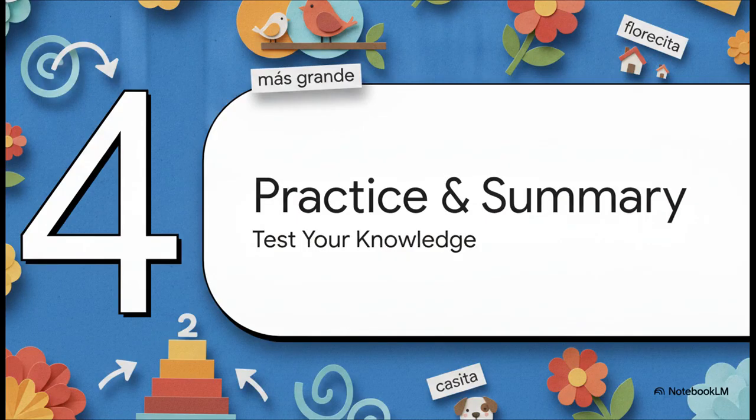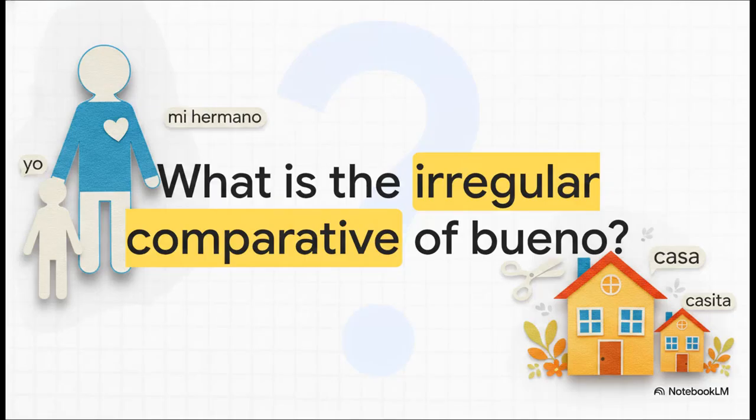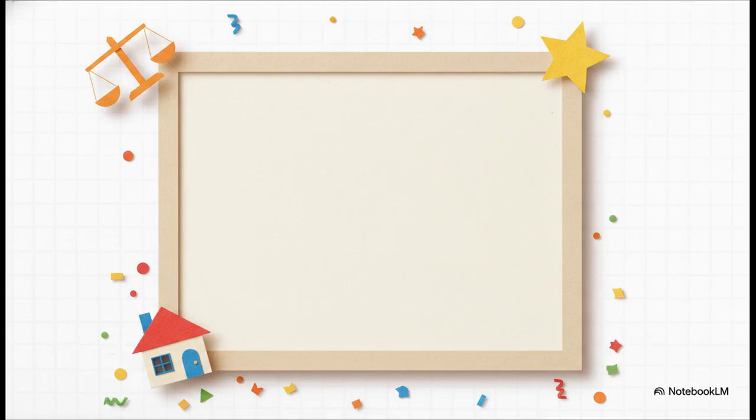Time to test your knowledge with a little practice. Question 1. Mi hermano es blank que yo. What is the irregular comparative of bueno? Take a second. Think about it. It's mejor. Mi hermano es mejor que yo. Spot on. Okay, question 2. How do you make casa a diminutive? Remember our rule? Chop before you drop. Drop the A, add ita. It's casita.